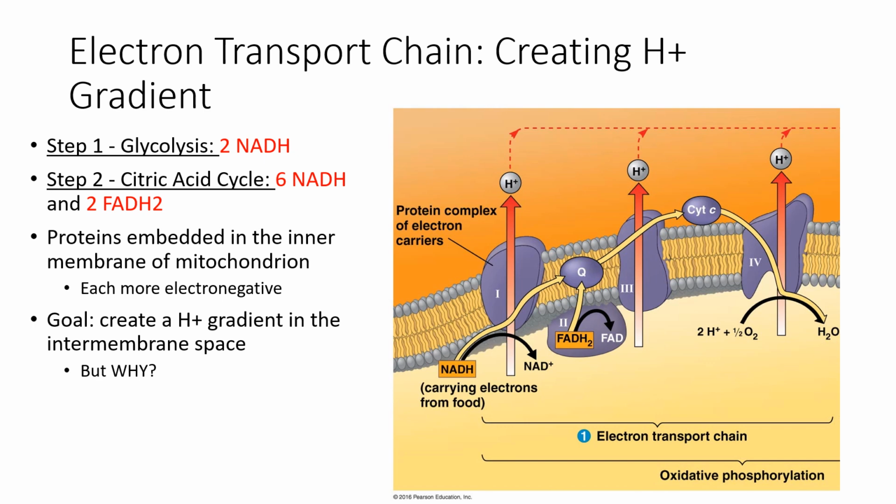So the electrons that are pulled off of those carriers and are moved through the chain, because remember, each protein in this chain is more electronegative than the last, so it is pulling the electrons along the chain. What this does is it creates energy. And then that energy is used as a pump to pump hydrogen ions across the inner mitochondrial membrane from the matrix to the intermembranous space. And this is super duper important because it's creating that hydrogen ion gradient. But why do we care about that? Why do we want a hydrogen ion gradient?